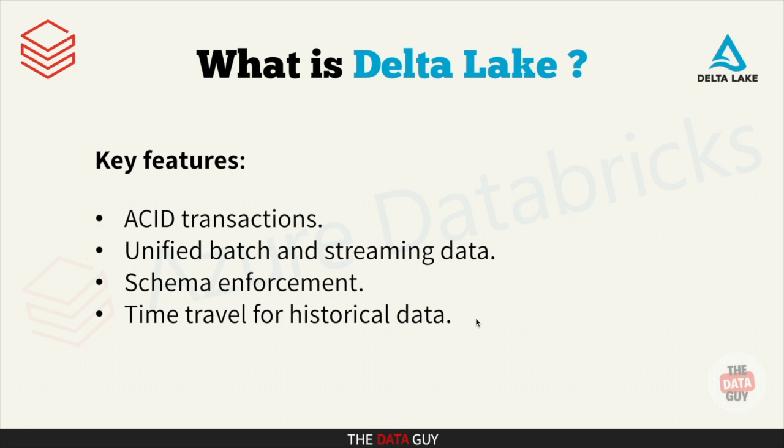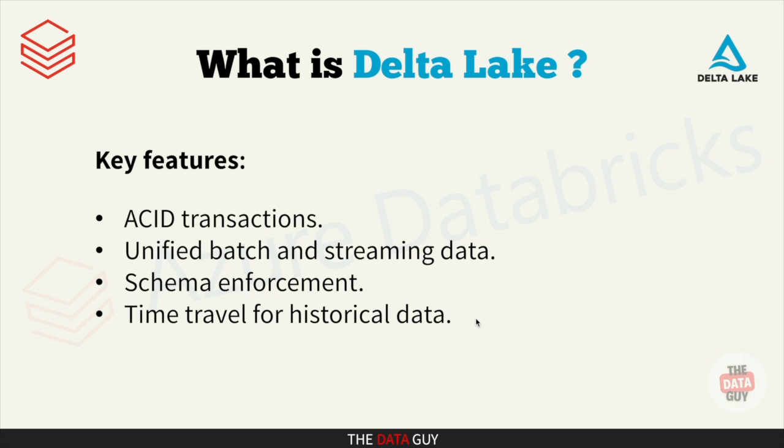First things first, what is Delta Lake? Delta Lake is an open source storage layer built on top of data lakes like Azure Data Lake that brings reliability and performance to your big data workflows. Think of it as the backbone of Lakehouse architecture. Now, its key features are ACID transactions. Delta Lake provides full support for ACID transactions, which means your data operations are reliable and consistent. Whether you are writing, updating, or deleting data, Delta ensures there is no partial or corrupted data in your lake.